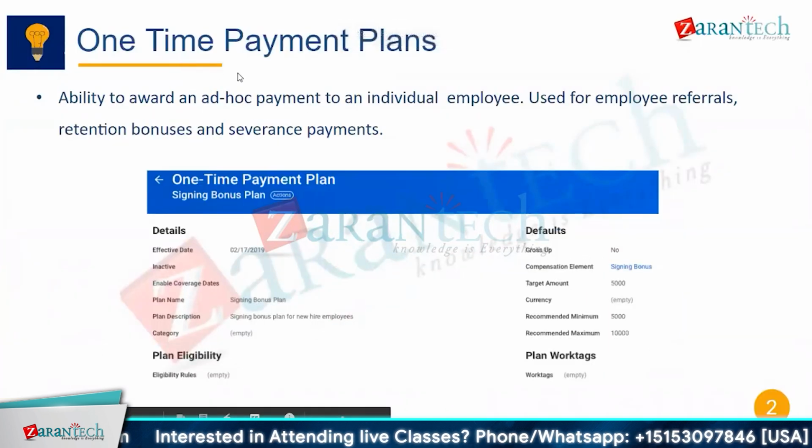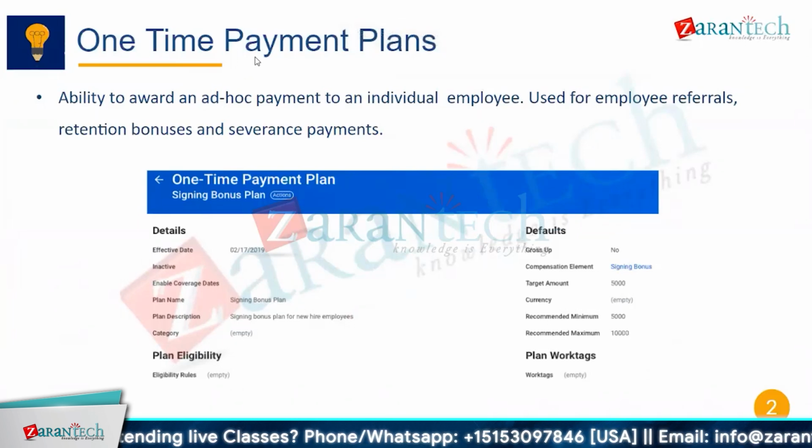One-time payment plan is similar to the other plans, but the difference is that this could be used for a signing bonus, whereas merit is used once or twice a year. A one-time payment could be whenever management or HR wants to give you a bonus, through what's called a one-time payment plan. The example that I'm showing you is a sign-on bonus. So this is for new hires.